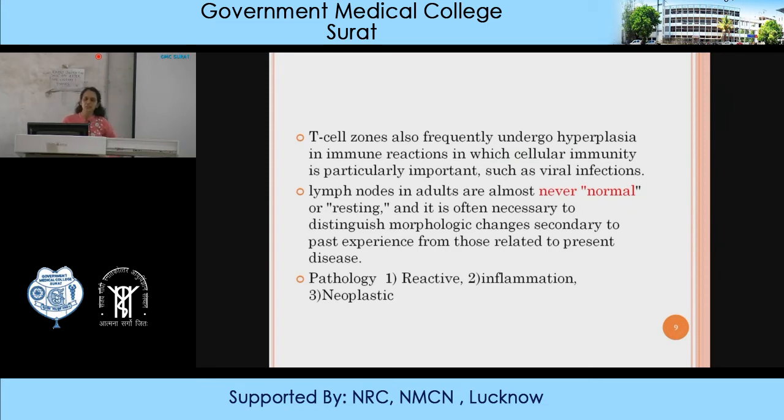It is necessary to distinguish morphological changes secondary to past infection or some other disease. Now, three main pathologies we are going to discuss: reactive enlargement of lymph node, enlargement due to inflammation, and enlargement of lymph node due to neoplastic activity. Our today's discussion will be focused on neoplastic conditions, that is, primary neoplasm and secondary involvement by malignancy.